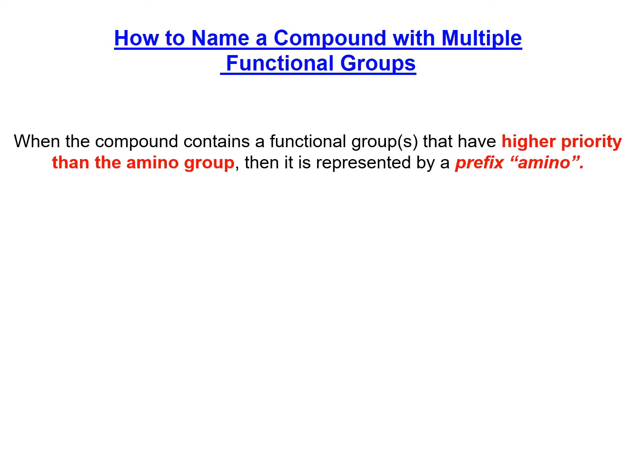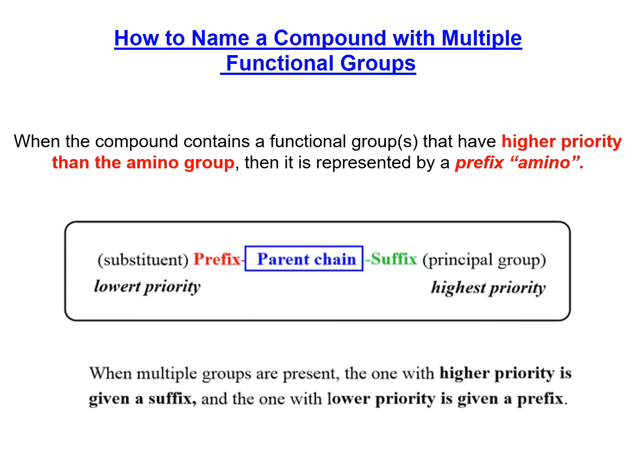When the compound contains functional groups that have higher priority than the amino group, then the amino group is represented by the prefix amino. When multiple groups are present, the one with the higher priority is given a suffix and the one with the lower priority is given a prefix.